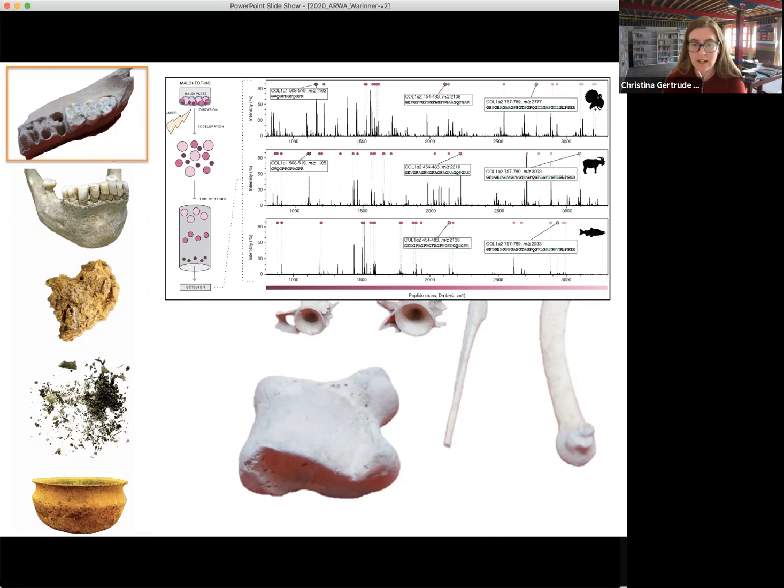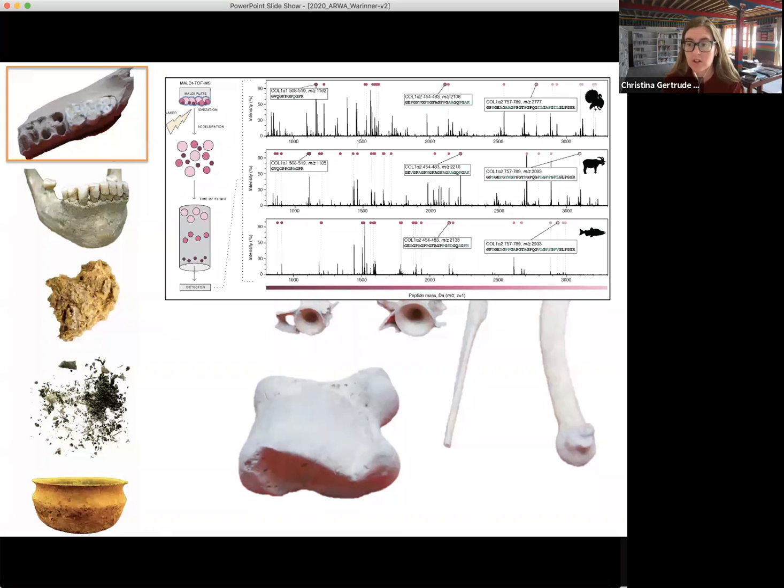So this is really exciting, and this is something that we're expanding a lot in my lab to try to look at this at larger and larger scales. And in particular, it can be really useful at looking at questions like distinguishing sheep and goat, which can be very difficult to do morphologically, or distinguishing cattle and water buffalo, which again can also be really difficult.